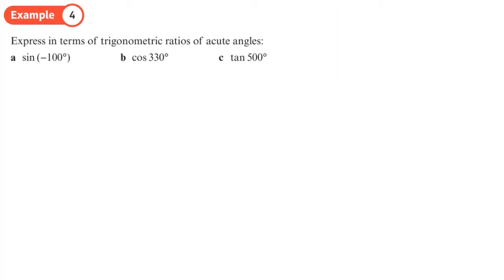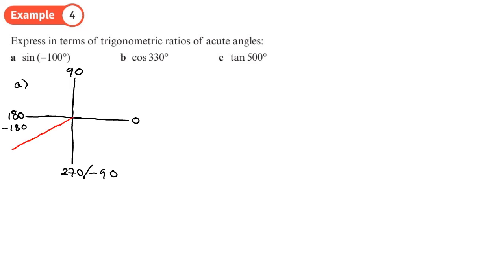Right, so now we're going to use a cast diagram, definitely on this one. So part A, we're going to draw the angle negative 100 degrees. So that means we go back 100 degrees, so this is like negative 90. This would be the same as negative 180. So negative 100 is here, round about there. And the angle we're always interested in is the angle between the angle that we've drawn and the x-axis. So this is 80.